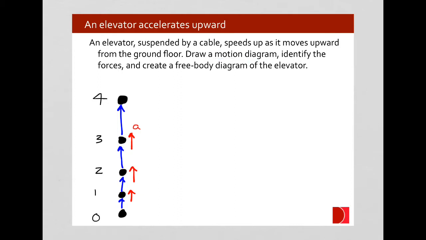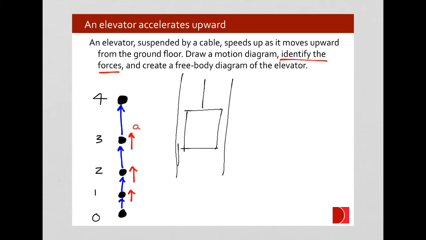Now, if we want to use that information to identify the forces, the first thing that we want to do is to draw a picture of the elevator. There it is, suspended by a cable. Now, presumably the elevator is in an elevator shaft, but we're going to imagine the elevator isn't slamming back and forth against the walls of the elevator shaft. It's moving directly up and down.